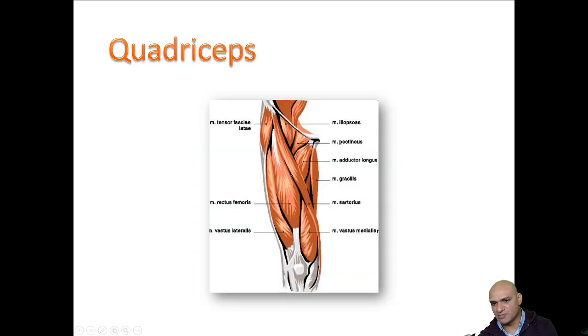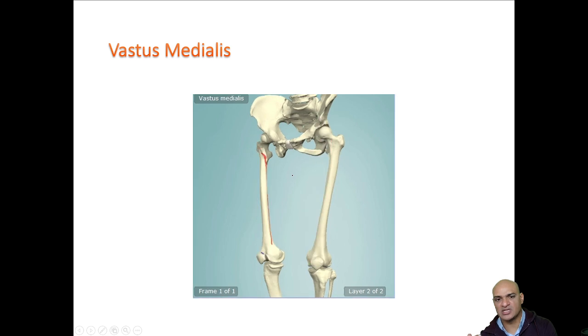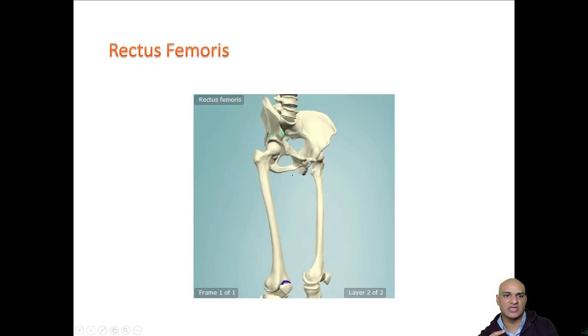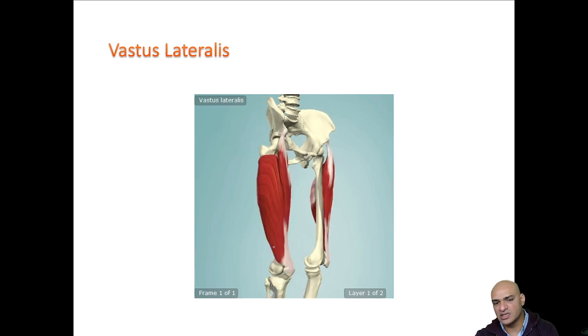Next, we have the quadricep muscle. Quadricep is actually made up of 4 different muscles. We have the rectus femoris, vastus lateralis, vastus medialis, and vastus intermedius. Out of these, the master muscle is the rectus femoris because this crosses 2 joints, the hip joint and the knee joint. The work of the quadricep muscle, particularly rectus femoris, is knee extension and hip flexion. But the other 3 are only doing the knee extension. But in totality, quadricep is doing both hip flexion and knee extension.